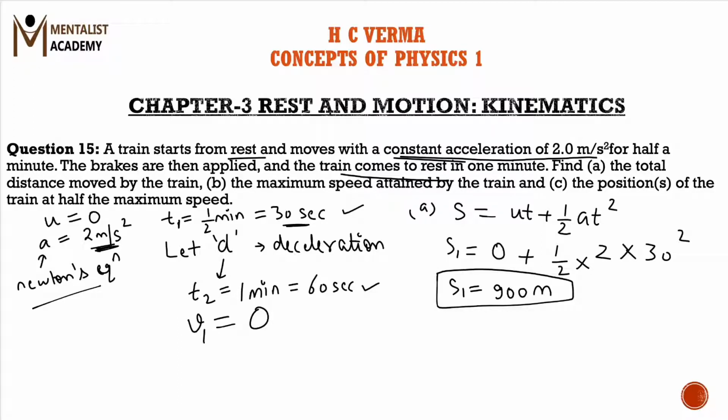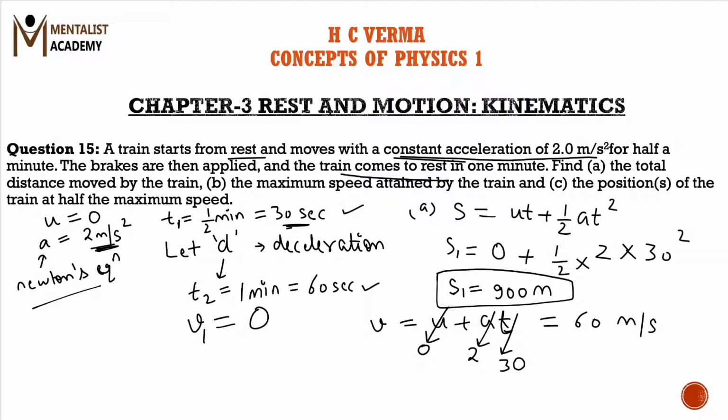Now let us see what is the distance traveled during deceleration. Before finding that, let us see what is the velocity of the train after 30 seconds of acceleration. So v is equal to u plus at. This is the first equation of motion. So initially the velocity is 0, the acceleration is 2 meter per second square, and the time is 30 seconds. So what will be the velocity after 30 seconds? It will be 60 meter per second.